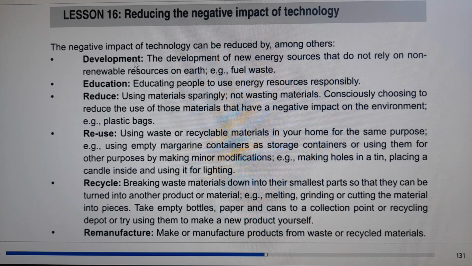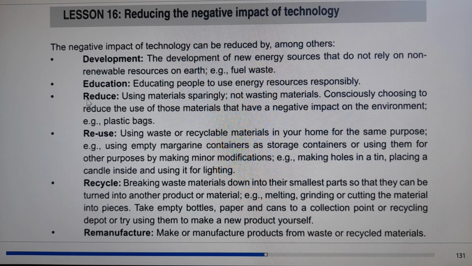What do they mean by development? The development of new energy sources that do not rely on non-renewable sources on Earth. For example, fuel waste. Okay, and then education. What must we do? By educating people to use their energy resources responsibly.